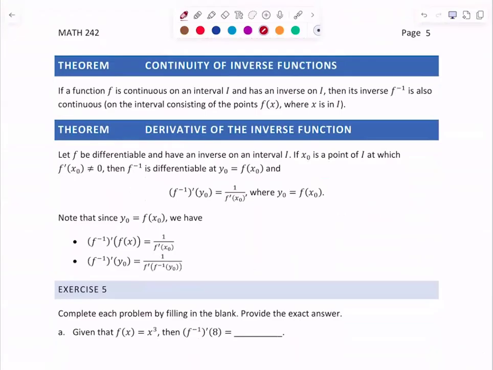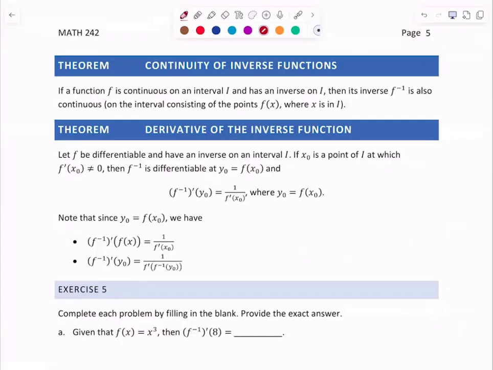Okay, continuity. So if a function f is continuous on the interval and has an inverse, so that means it's one-to-one, continuous on the interval I. So that means the inverse is also continuous on the interval consisting of the points f of x, where x is in the initial domain for f. So the inverse is also continuous. So continuity maps to continuity. All right. Okay.